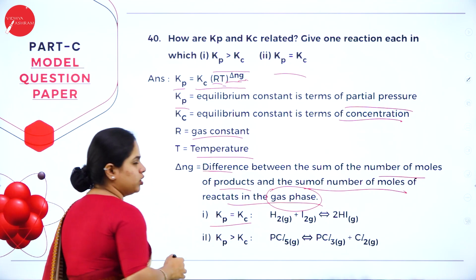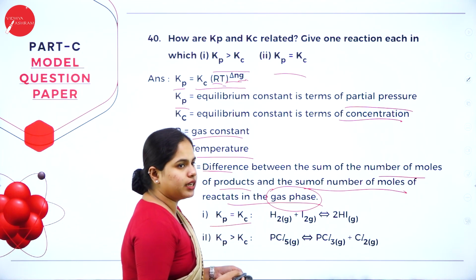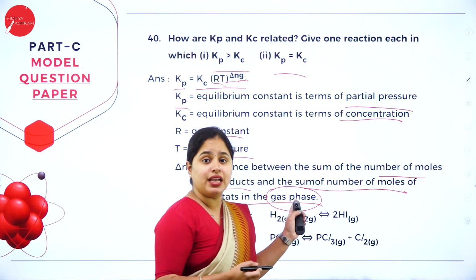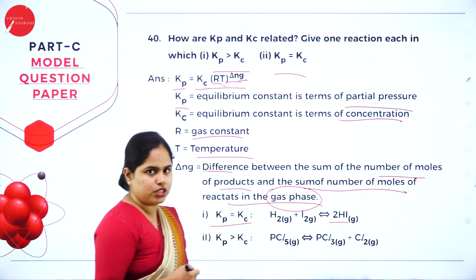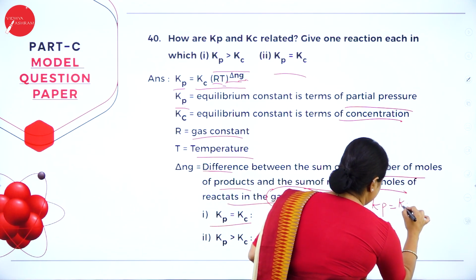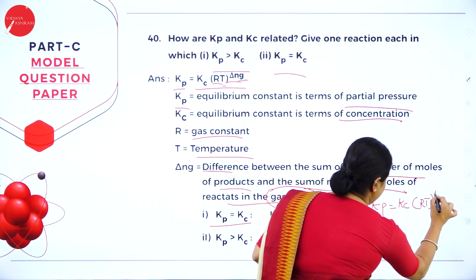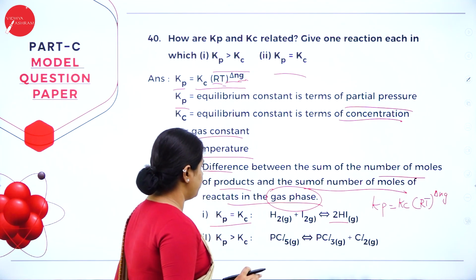When Kp is equal to Kc, you have to write an equation. The equation is H2, that is hydrogen, and iodine combined to form hydrogen iodide. This is a balanced chemical equation. Kp is equal to Kc into RT raised to delta Ng. So, this is the equation. Let's see how it follows.